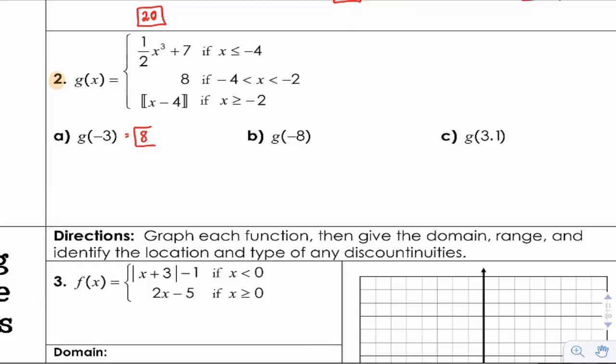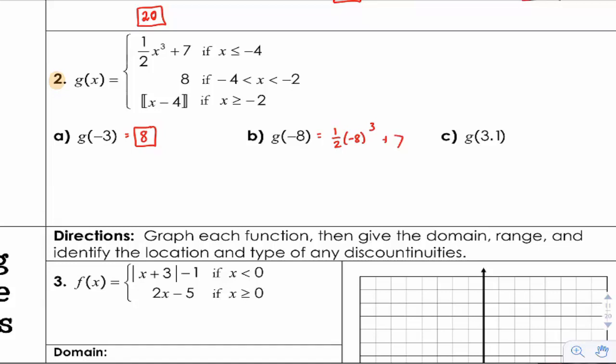Those are actually the easiest ones you can probably have, because no matter what you're plugging in there, you're getting 8. That represents a horizontal line. That little piece right here is y equals 8. It doesn't really change no matter what x is. You plug in -8. -8 is less than or equal to -4, so we're going to plug it into that cubic function. So it's going to be 1/2 times -8 to the 3rd power plus 7.